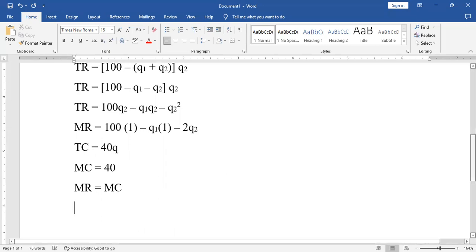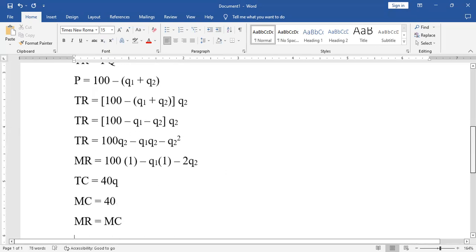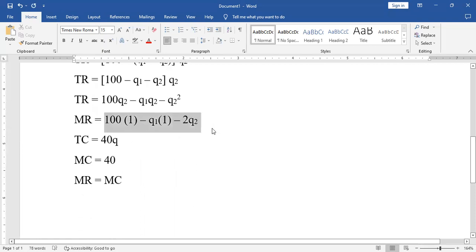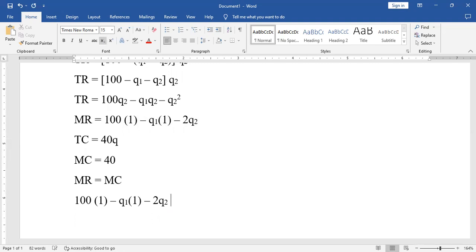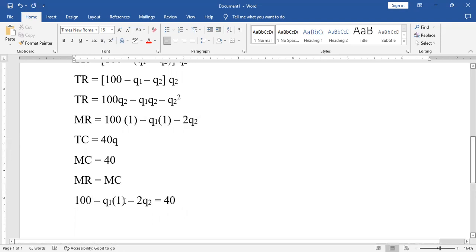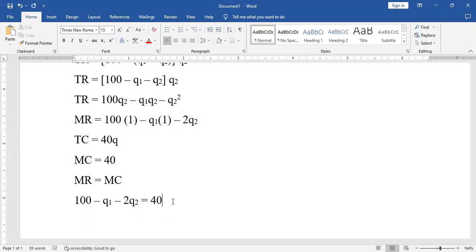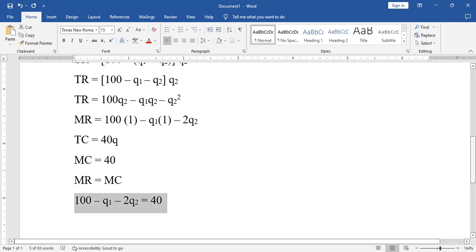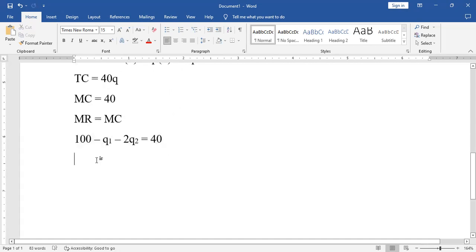What we have here now is the marginal revenue, and the marginal cost, we know, is 40. So we have that. I can remove these ones, since when we multiply, they will still remain the same. So now we have this, and we are making Q2 the subject of the formula so that we have the reaction function for firm 2. So this is what we shall do.